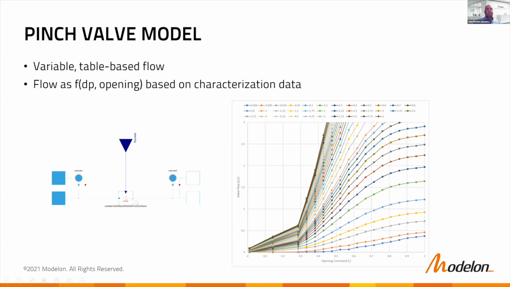It's basically a table-based model again, where we have flow as a function of the pressure difference across it and the opening command. And some data was collected by the team to help characterize their valves and was turned into a table that looks like this. They didn't collect this much data, but this is how the table actually looked when we implemented it on the modeling side.